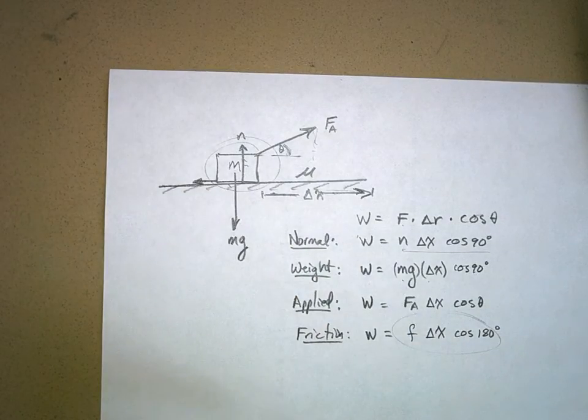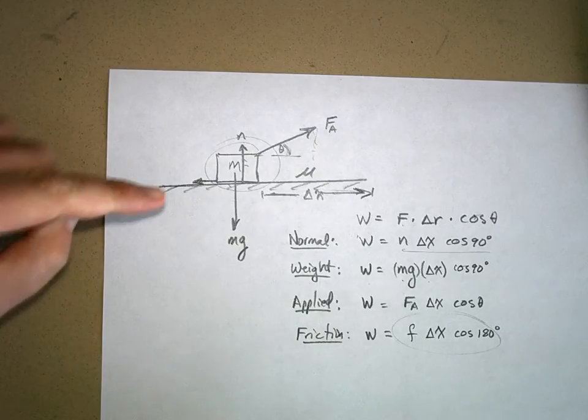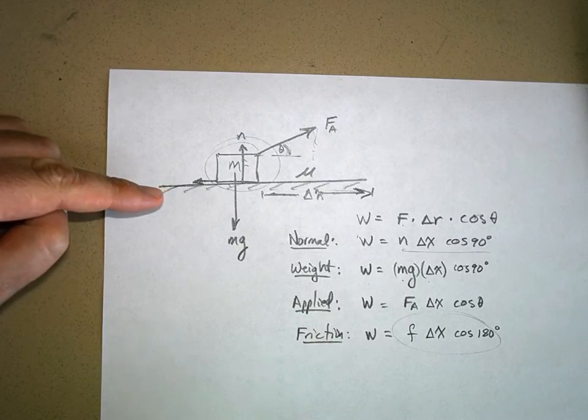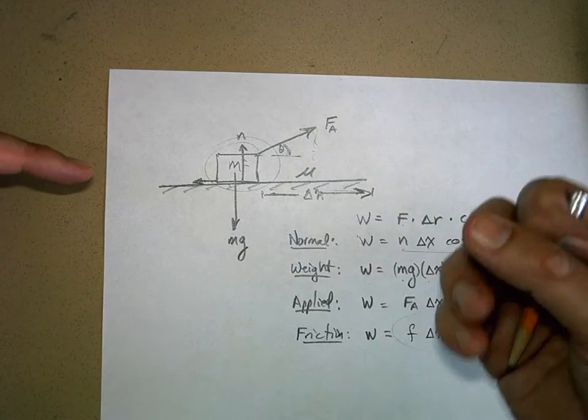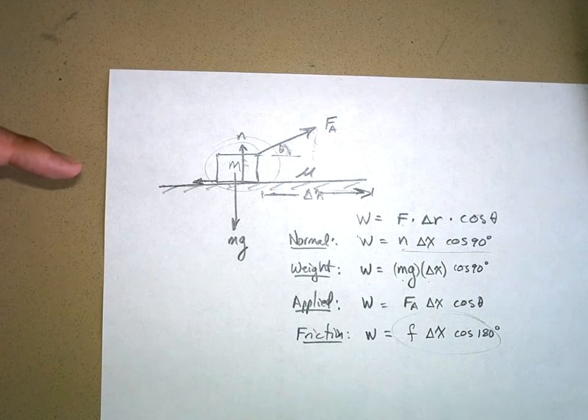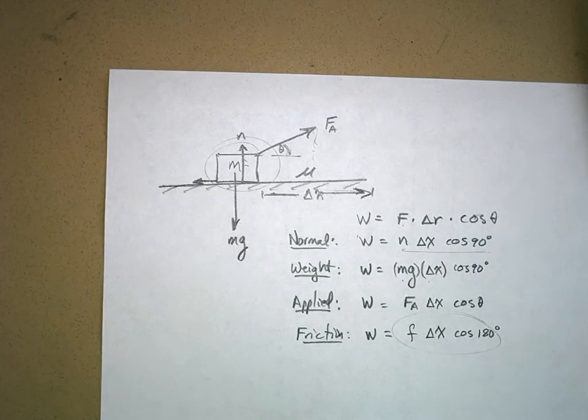Now, what does that mean? Negative work. Well, what is the friction force trying to do? It's trying to slow it down. What if you got this thing going up to speed and then you let go of it? What's it going to do? It's going to slide to a stop, right? So something has to take its energy away.